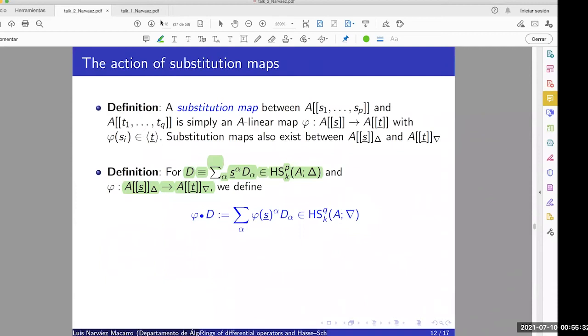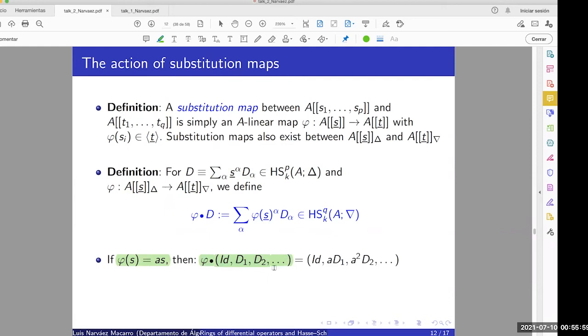There is a very simple example. If you take a very simple substitution map defined by phi of S equal aS, where a is any element of your ring A, the action of phi on any Hasse-Schmidt derivation is simply replace S by a times S. And so what you obtain is the expression we already used before. So this is a generalization of something that we already mentioned, but that makes sense for any substitution map. And actually we need this structure in order to express and to prove some results. And you have to see this operation, the action of substitution maps, as something which replaces the A-module structure on derivations.